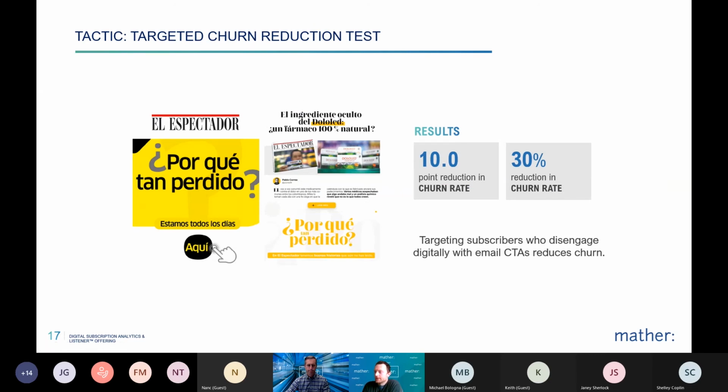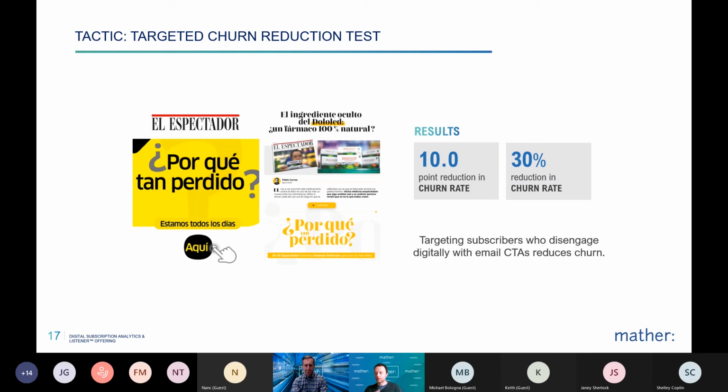On the retention side, this is a test from one of our South American clients. The reason I like to share this one is it's very simplistic. And that's part of why I think the service level we're offering here is really suited for that: get the basics right and then evolve from there. In this case, El Espectador sent 2 email campaigns to a test group of subscribers who are disengaging week over week.